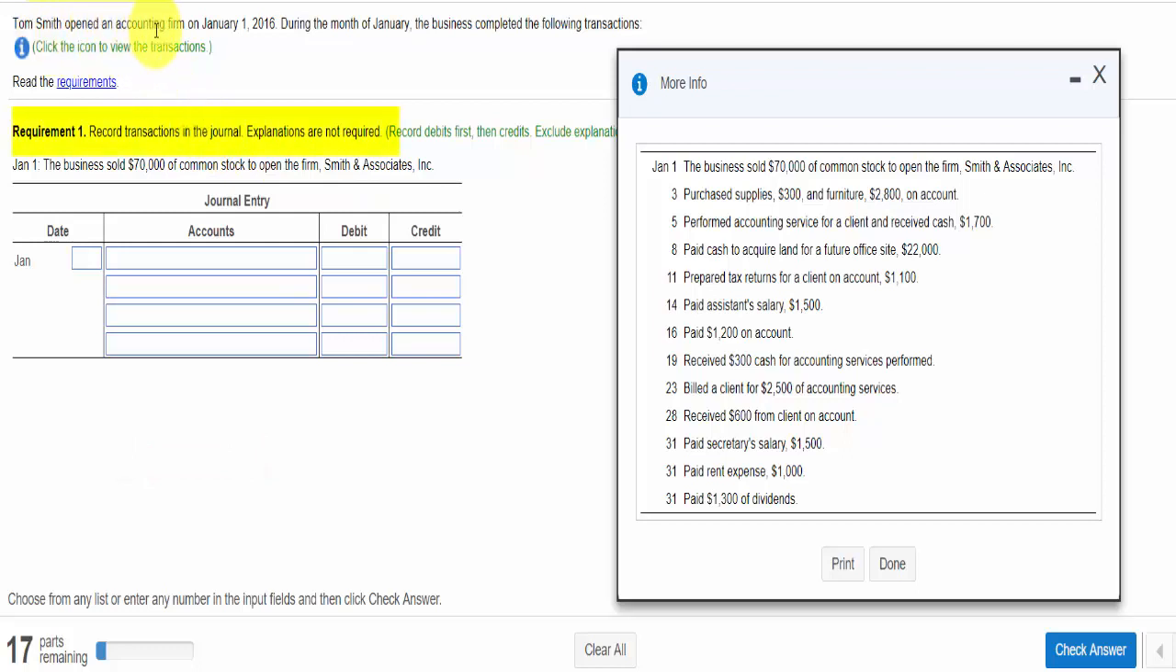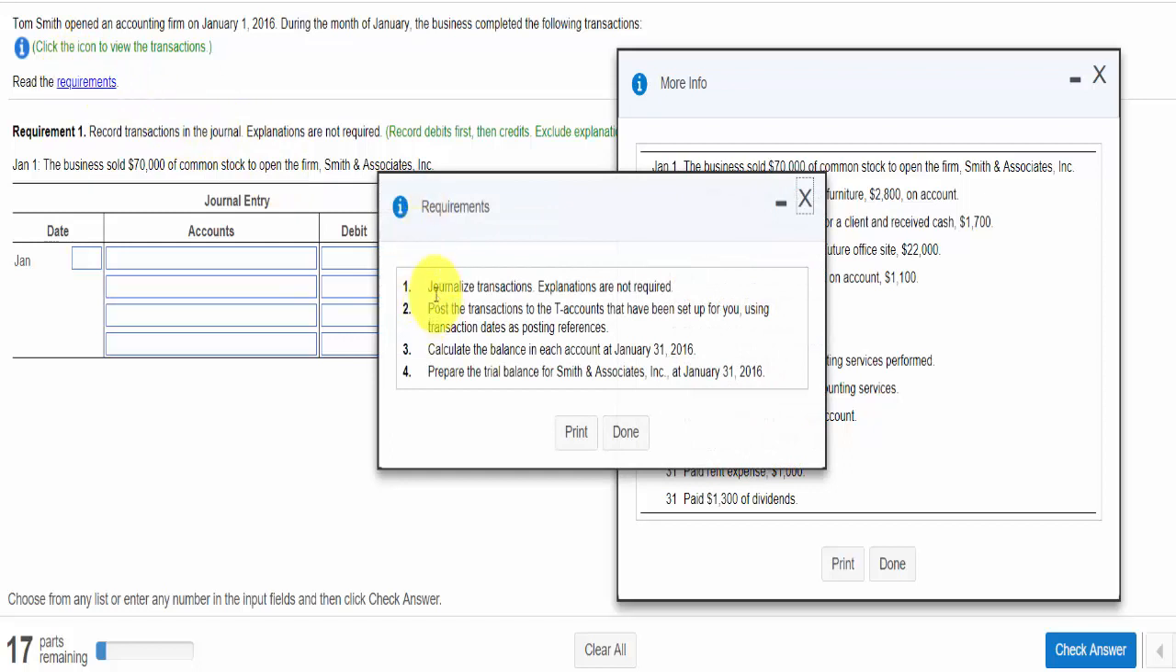Tom Smith opened an accounting firm on January 1, 2016. During the month of January, the business completed the following transactions. Here is a list of the transactions the business completed. We need to prepare our general transactions. First is the general transaction. Second, post the transaction to T account. Third, calculate the balance of each account. And fourth, prepare the trial balance of Smith and Association.